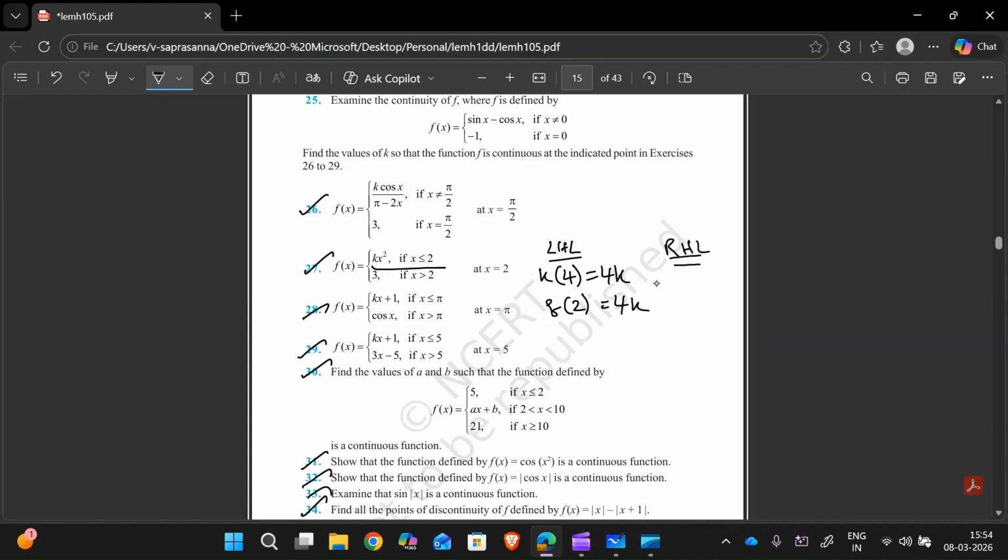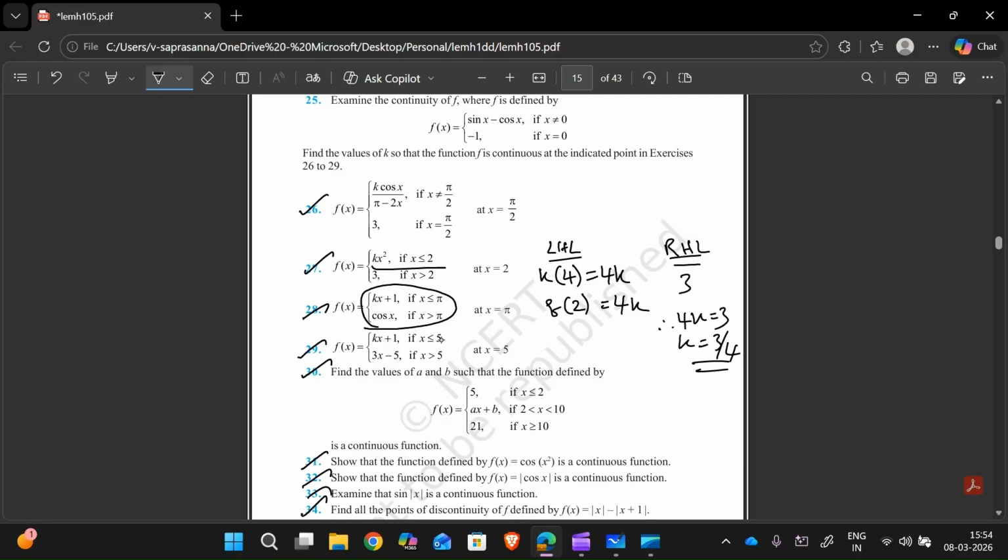RHL is nothing but x is greater than 2, it is directly 3. So 4k equal to 3, if you do k equal to 3 by 4 is the answer. It's a very simple direct question, right? So similarly, you can do this pi question also. Okay, this is similar to this.